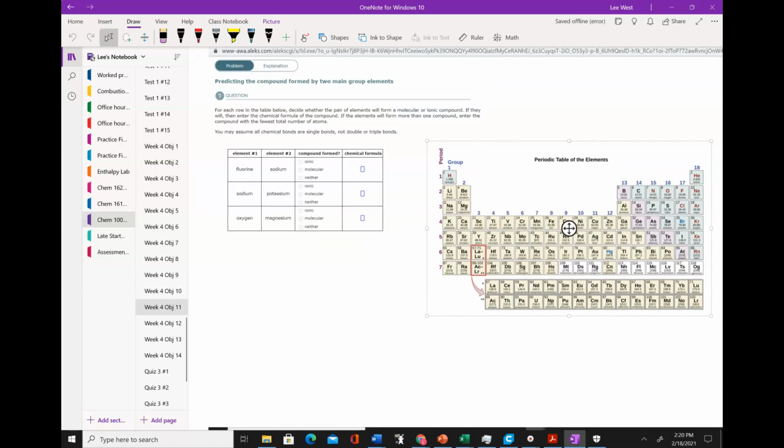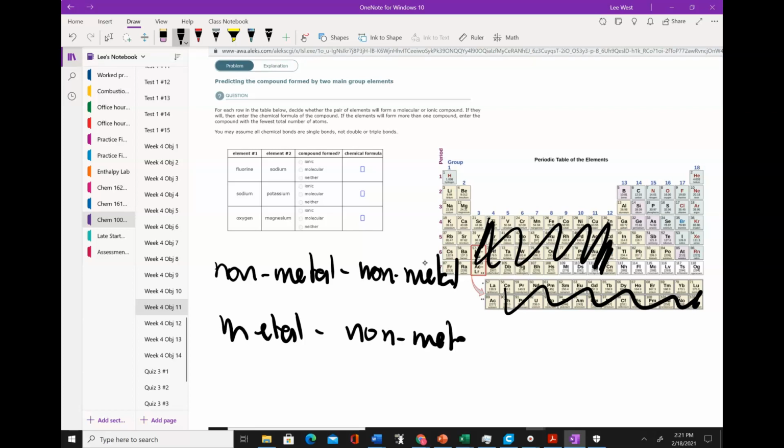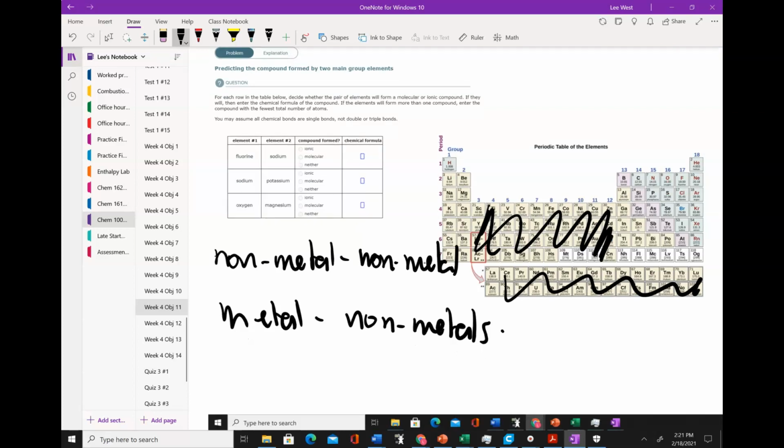Predicting the compound formed by 2 main group elements. So the main group elements are those that are not transition elements and are not inner transition elements. They're the ones that poke up a little bit higher on the left and the right of the periodic table. And there are 2 types of compounds that we might see. There are the combinations of nonmetals with other nonmetals, and we call those molecular compounds. And then there are when metals combine with nonmetals. Okay, and we call those ionic compounds.